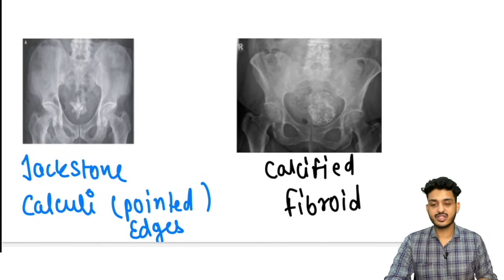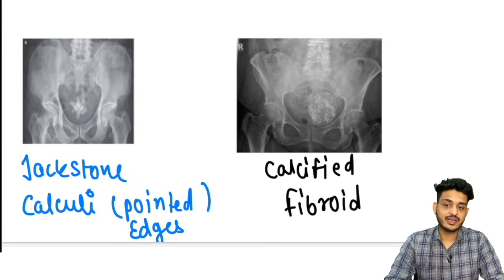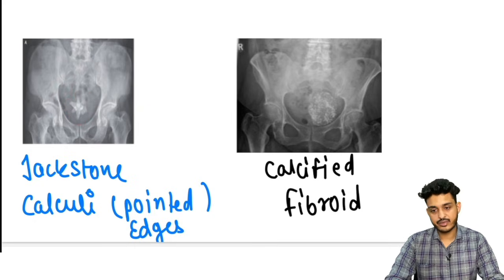We can have this jack stone. This jack stone calculi will be having what, beta? It will be having these pointed edges. Can you appreciate these pointed edges are going to be there? This is going to be jack stone calculi, right?